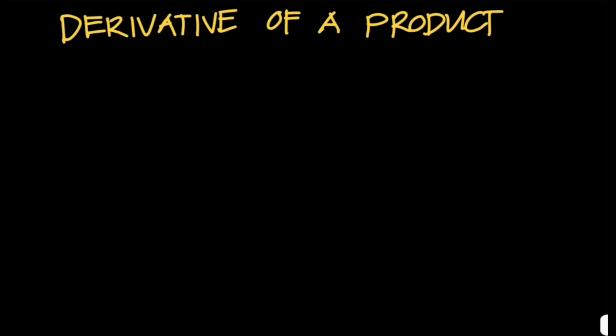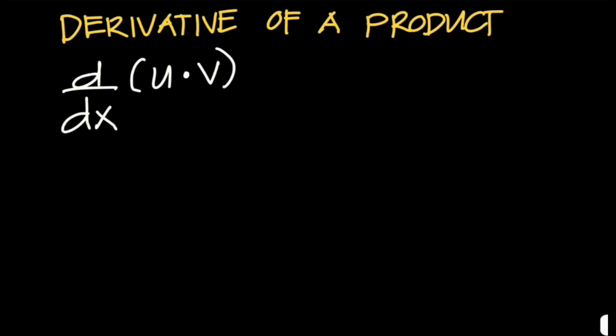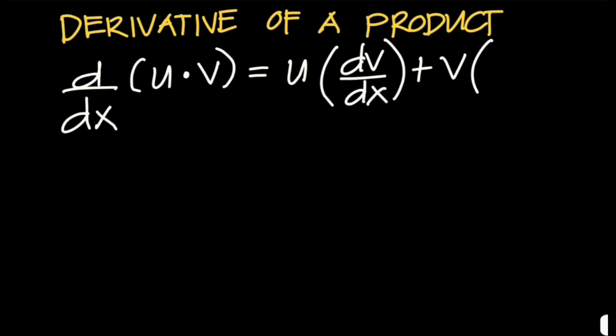Now another rule in finding the derivative of a function or functions is the derivative of a product. So the derivative of a product of two functions with respect to x, let's say one function is u times another function v, is just equal to u times the derivative of v with respect to x plus v times the derivative of u with respect to x.